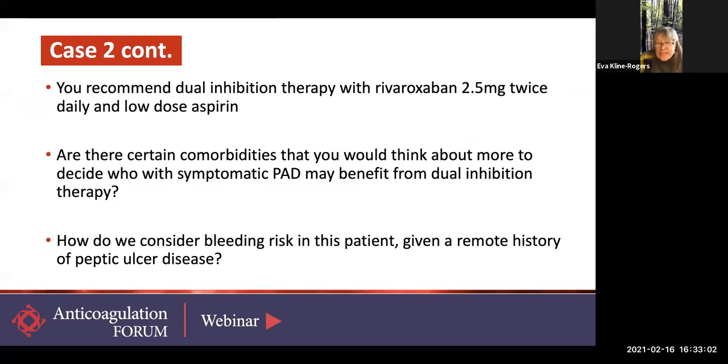So you recommend dual inhibition therapy with rivaroxaban 2.5 milligrams twice daily and low-dose aspirin. Are there certain comorbidities that you would think about more to decide who with symptomatic PAD may benefit from dual inhibition therapy? This I'm going to ask Jeff to answer. And then how would you consider bleeding risk in this patient given a remote history of peptic ulcer disease? And that one's for Bishoy.